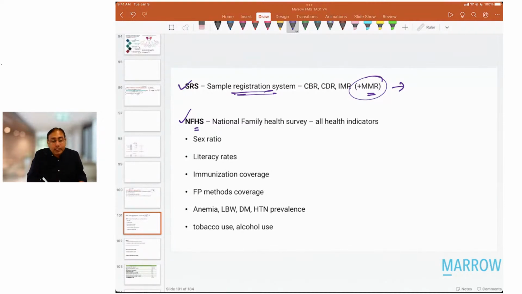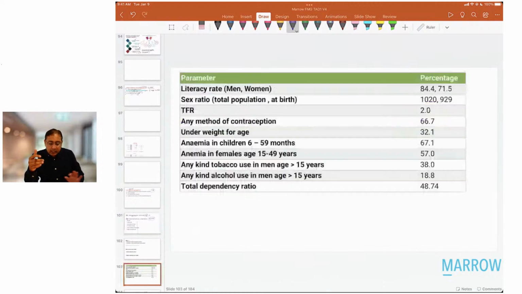NFHS, National Family Health Survey, is conducted by the Ministry of Health and Family Welfare. It gives many indicators, like the sex ratio and literacy rate, and I think you should remember this data. To remember it, take a snapshot of the data and keep it with you, as this is very important data.